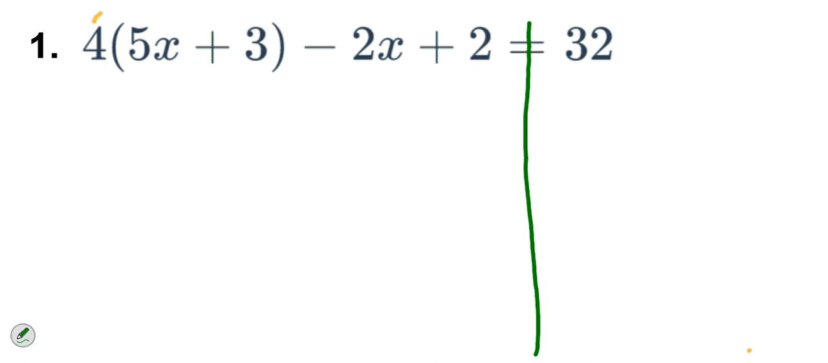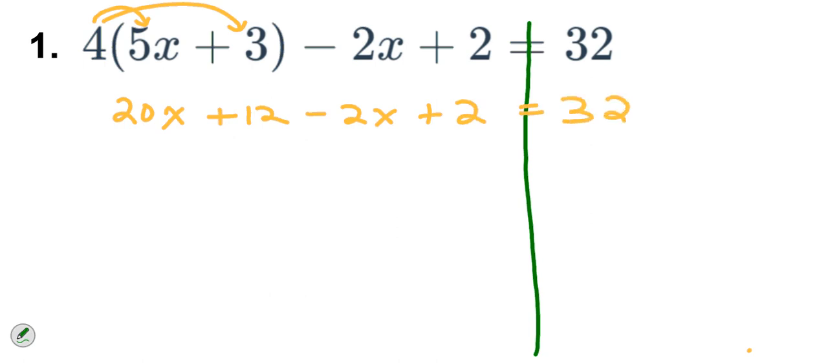So here we go. 4 times 5x is 20x. 4 times 3 is 12. And then we're going to bring down everything else that we didn't do anything to. Okay, so I kind of did like the rat's nest thing because, if you get in the middle of that, then you can just see what you're dealing with. We got a little over here, a little over there.